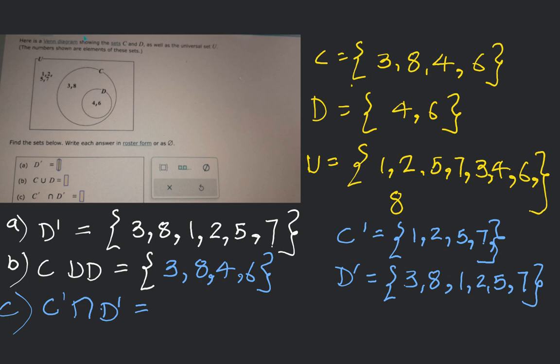Now, intersection. The elements which are common in these two. 1, 2, 5, 7. That's really great, Joseph. I believe I just helped you out with the first part. After that, all the parts are done by you only. That's really great. So I believe we have one more question good to go for.